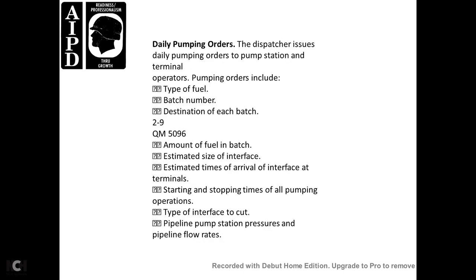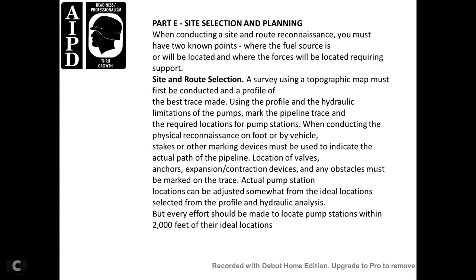Daily pumping order. The dispatcher issues the daily pumping order to the pumping station and terminal operator. The pumping orders include type of fuel, batch number, destination, amount of fuel in the batch, estimated size of the interface, estimated time of arrival of the interface at the terminal, starting and stopping times of all operations, type of interface cut, pipeline pump station, and pressures and pipeline flow rates.